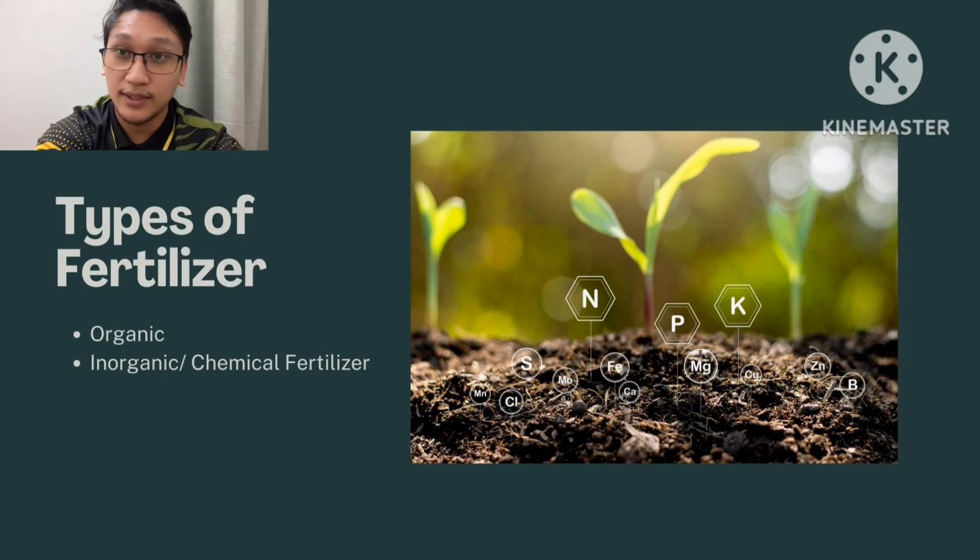Now, let's take a look at two types of fertilizer. First, organic fertilizer, which is a natural fertilizer that is made from natural materials. Second, inorganic fertilizer or chemical fertilizer, that is made from synthetic substances such as nitrogen, phosphorus, and potassium.